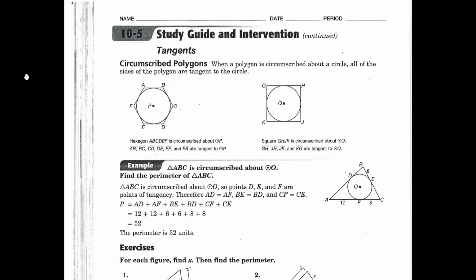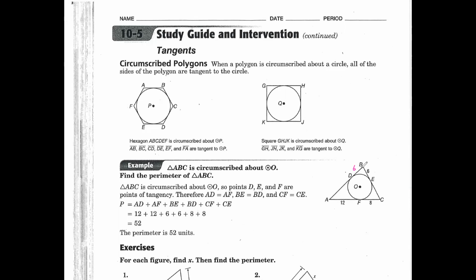On the top two examples, they have the circles inscribed into regular polygons, a regular hexagon, a regular square. But then in the example, they have it inscribed into a triangle, and it's not a regular triangle. It's not equilateral. So we're using some of the same properties as what we had on the last page. On here, if you know that BE is 6, what's DB?